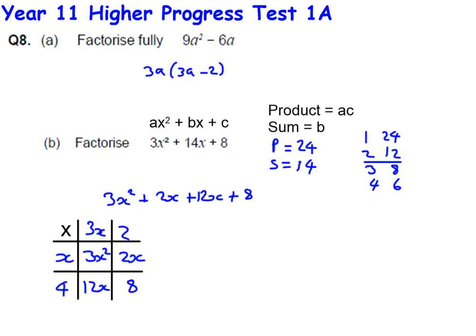So this tells me what 3x squared plus 14x plus 8 factorises to. And that's 3x plus 2, times x plus 4.